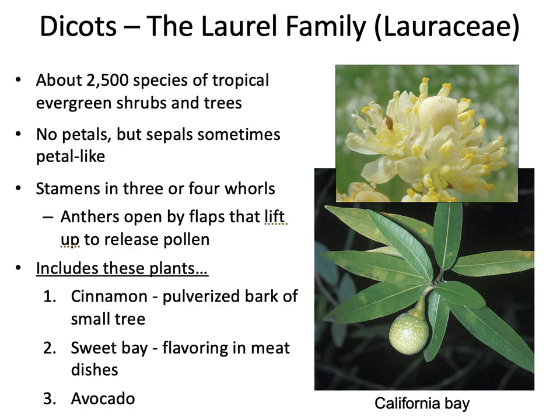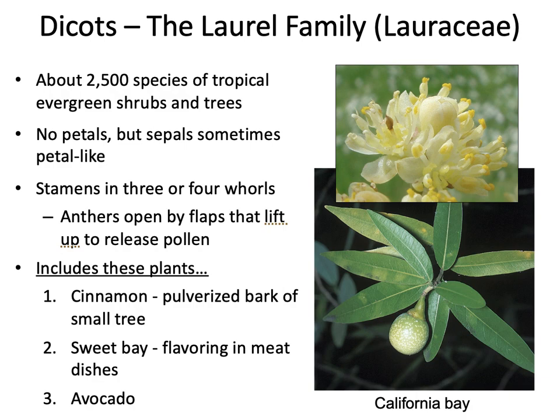Our next family is the Lauraceae, which is the laurel family. And again, it's relatively small. There's about 2,500 species, and it's quite primitive as well. As we go through these plant families, we start with the most primitive, and then we get to the most advanced or derived families. Most of them are tropical evergreen shrubs and trees, but we do have some in California, including the California bay laurel.